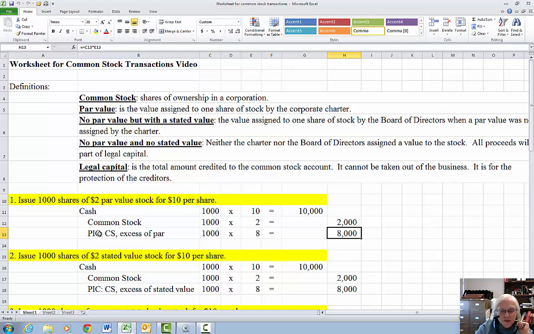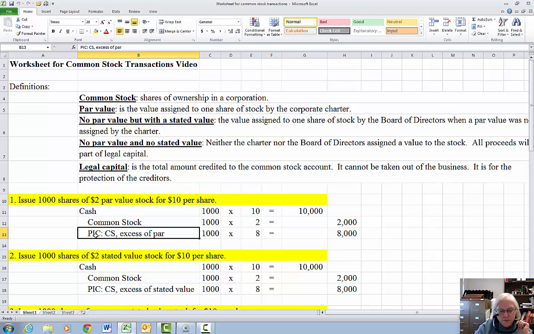I will pretty typically always abbreviate it as PIC, paid-in capital. If you're an accounting major, I recommend that you start keeping up with where the paid-in capital comes from, because when you get to intermediate, you're going to have 10 million different sources of where the paid-in capital comes from, and you need to keep those straight. And then excess of par, just to denote that it's in excess of the par value.